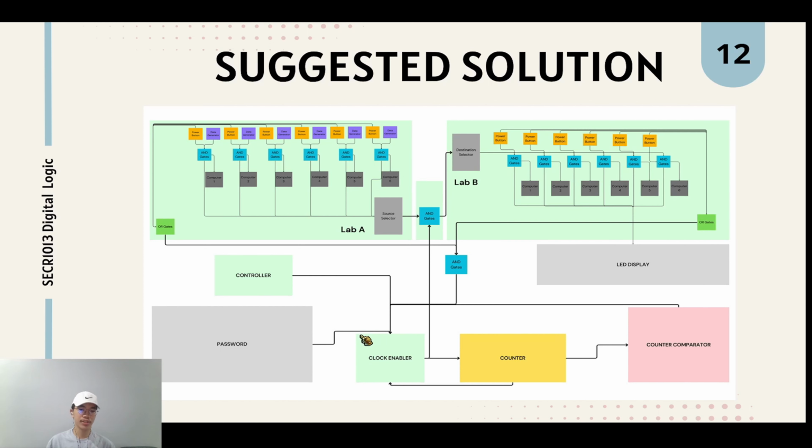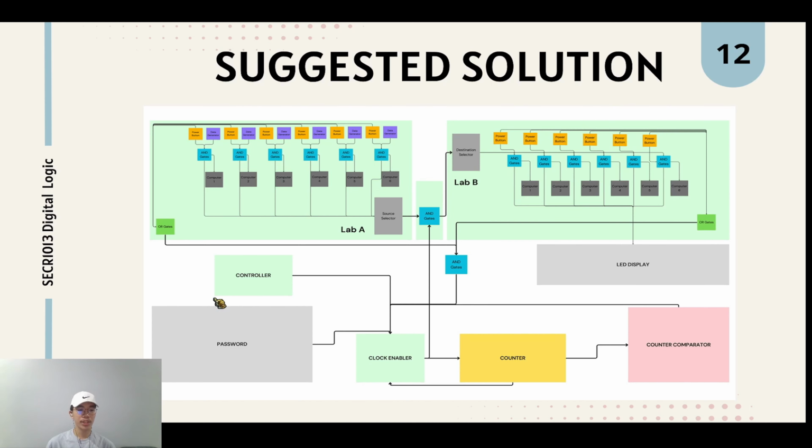So what are the conditions for the clock enabler to give an output of 1? The first one, the password must be correct. The second one is the controller must be pushed. The third one is the clear bar switch must be set to 1. Next, at least a computer from lab A and lab B must be turned on. And lastly, the counter value must not be equal to the maximum packet of data to be transmitted. Moving on, we will look in detail regarding the password system.